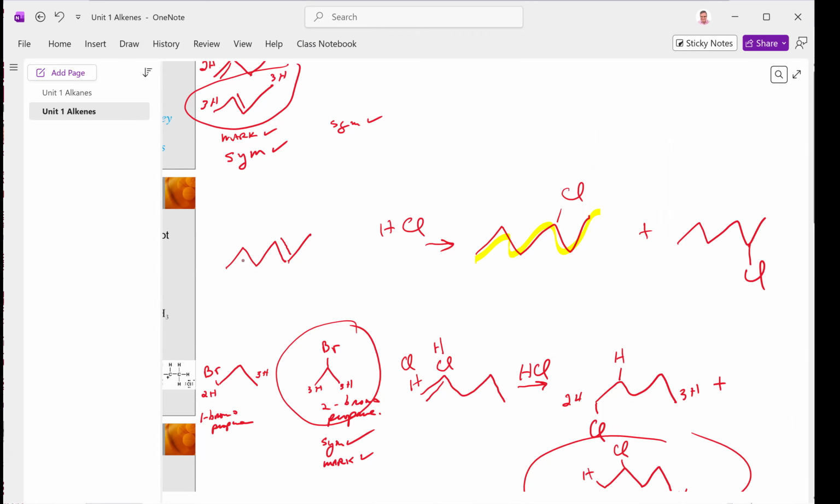We could have also done it that way. You do it this way, you're going to get this plus this. It's just going to lie across that double bond two different ways. Okay, does that make sense?